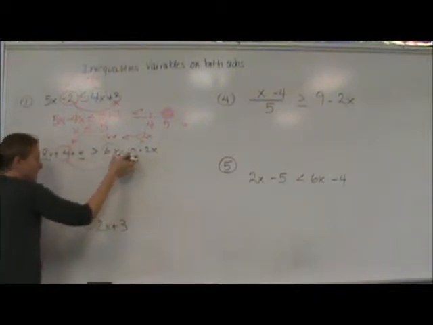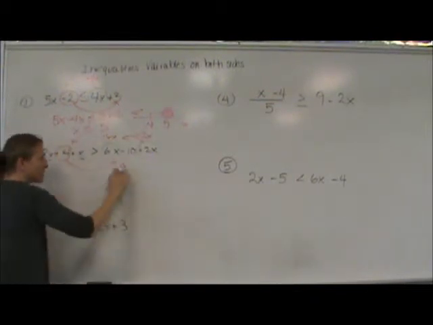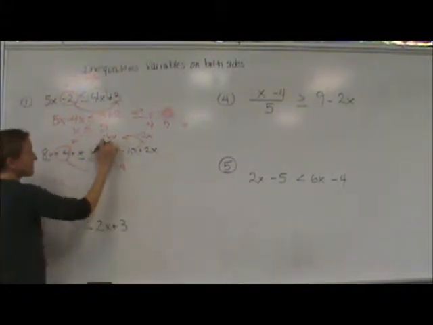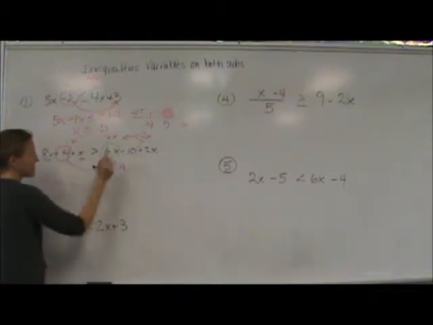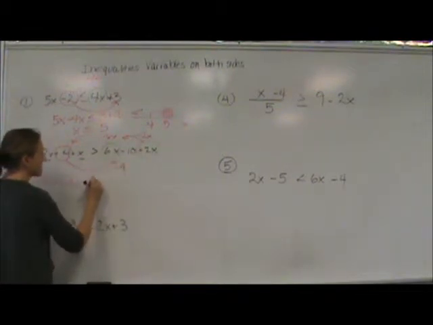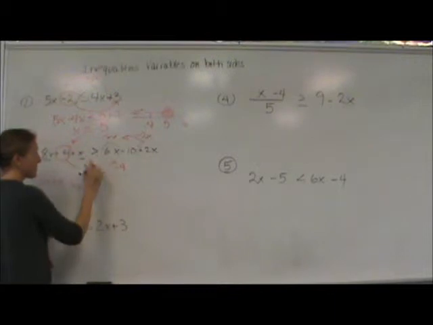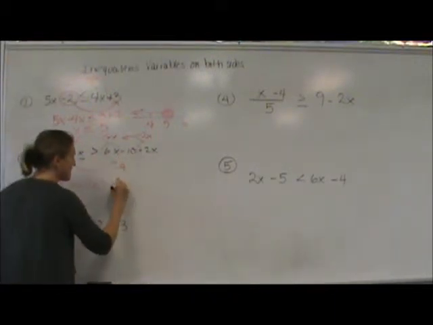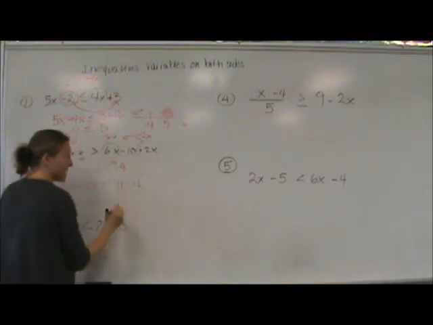So now, whatever I circled, I'm going to bring to the other sides. So I'm going to have 8x plus x minus 6x minus 2x. Bring down our inequality sign of a greater than. Then I have minus 10 minus 4.